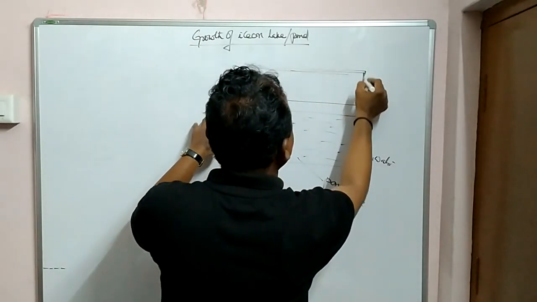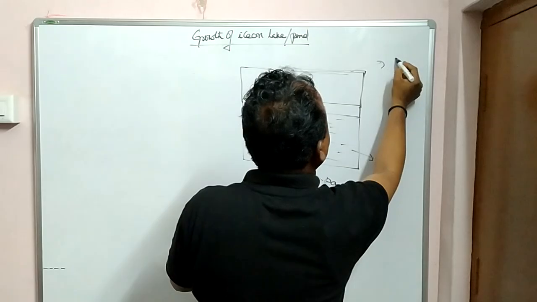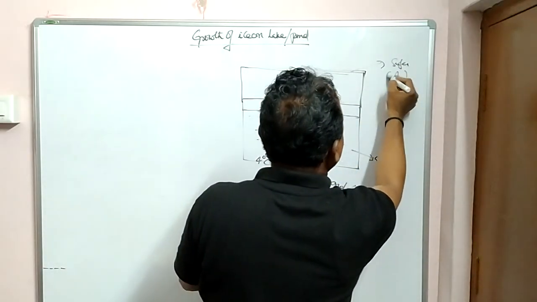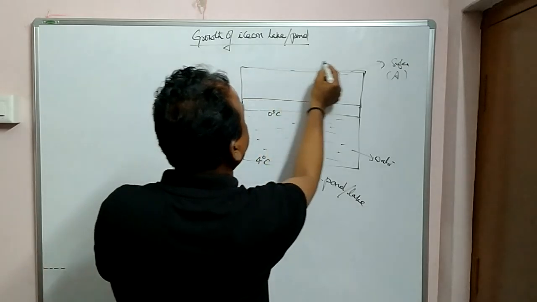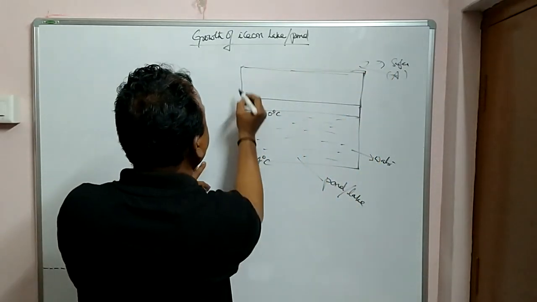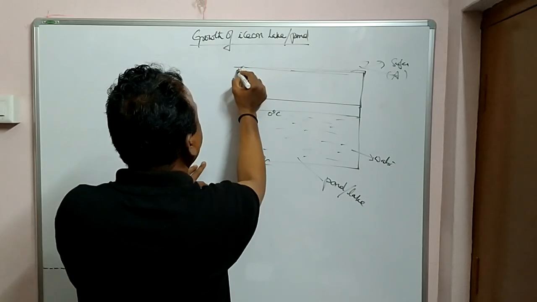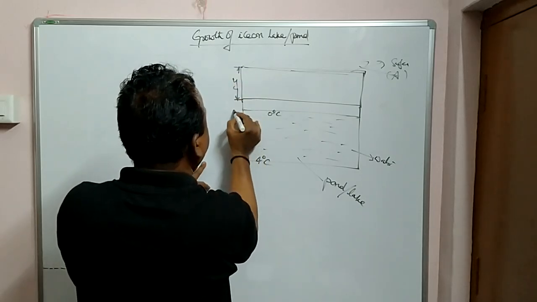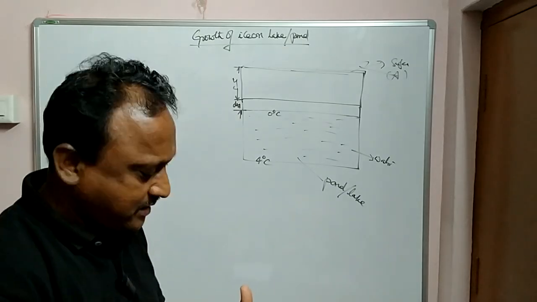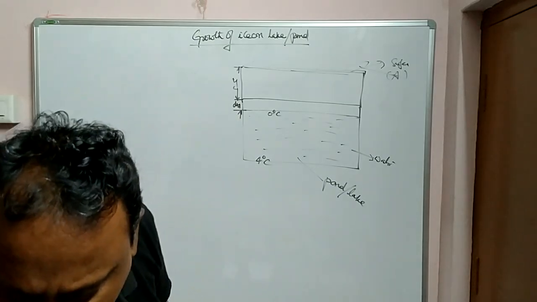Let this be the surface of the lake or pond, and let the surface area be A. Let this depth be Y, and this one be dy. Are you following? Now I am trying to derive an equation for you.